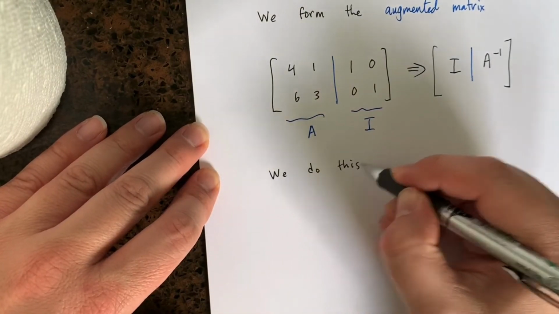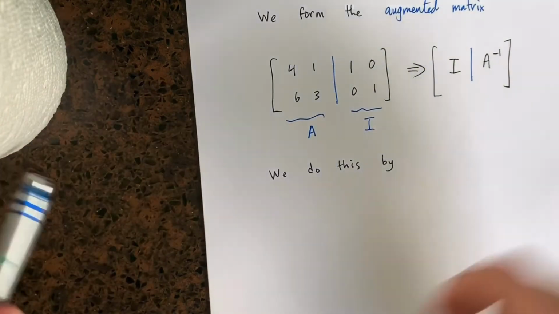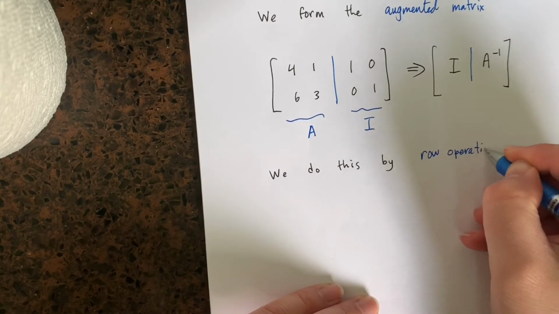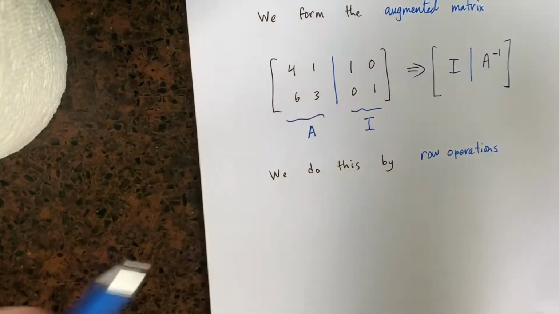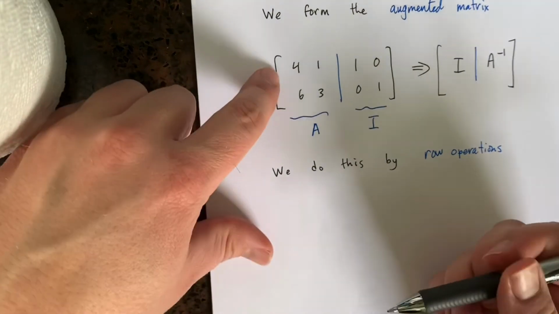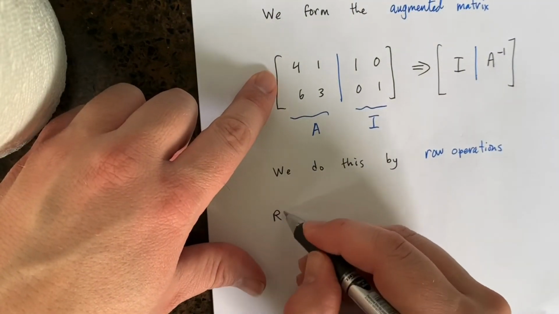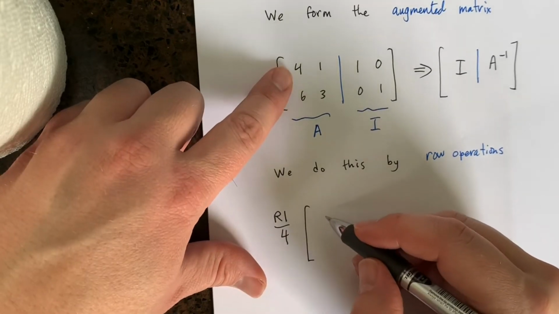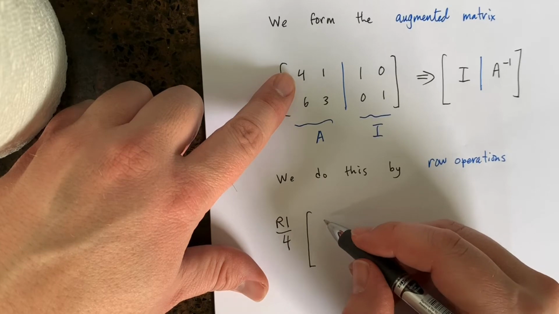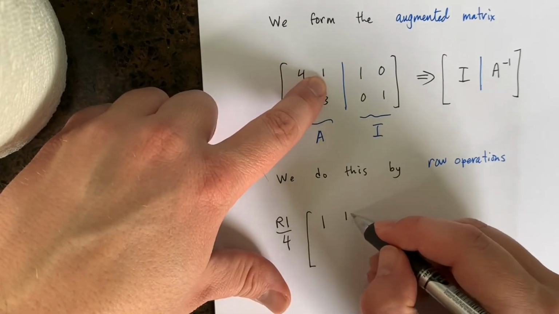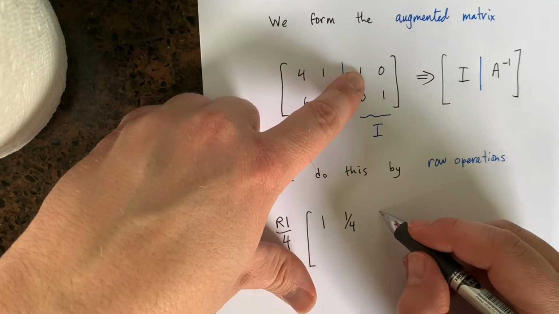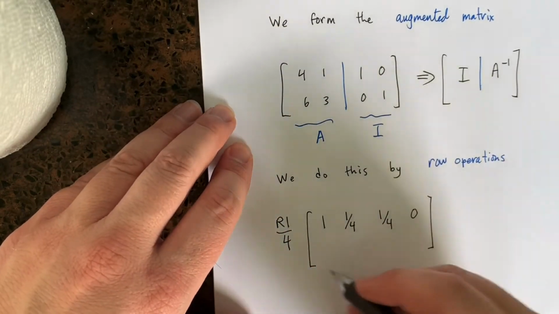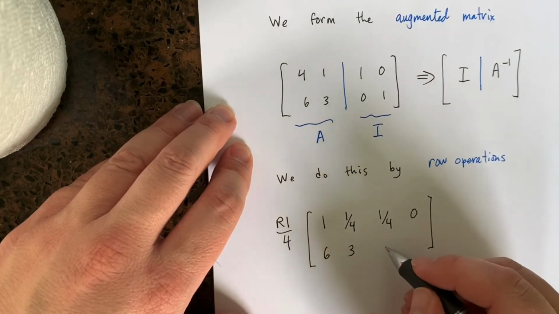And again, we do this by row operations. We can switch rows around. We can multiply a row by a constant, which we'll do here. We'll take row 1, we'll divide by 4. So 4 times 1/4 is 1. 1 times 1/4 is a fourth. 1 times 1/4 is a fourth. 0 times anything is 0. And let's just leave row 2 alone for now.